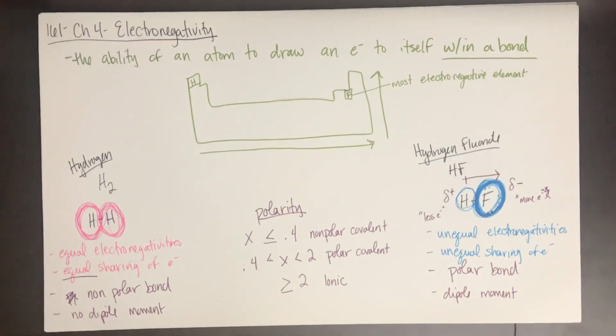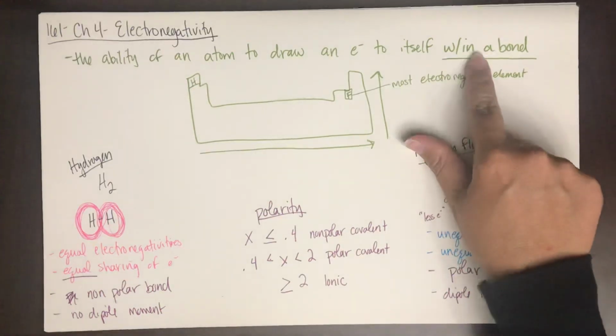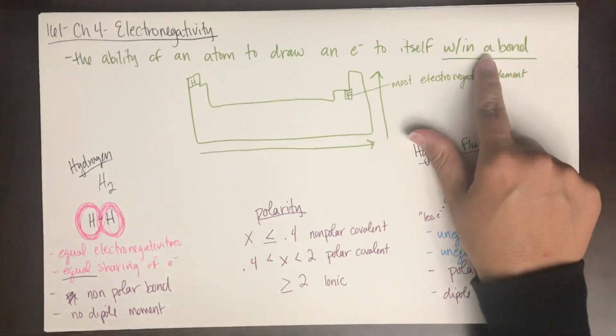So that is electronegativity. It's the ability of an atom to draw an electron to itself within a bond. This is the important part. This is what differentiates it from electron affinity and ionization energy that we covered at the end of chapter 3.